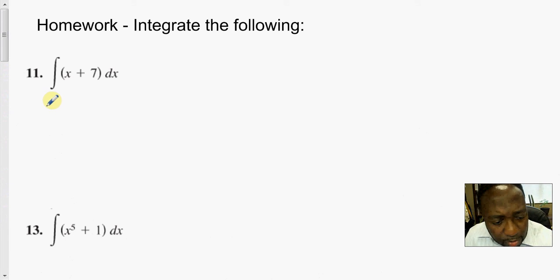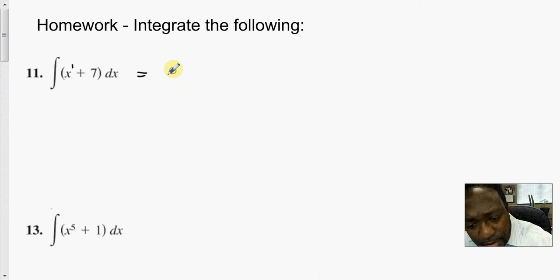And so for this one, we integrate the x. This is x to the first power, understood to be. And so this is x, use the power rule, to the second power divided by 2, plus the integral of 7, which becomes 7 times x. Why is that? Because there is understood to be an x to the 0 associated with that 7.